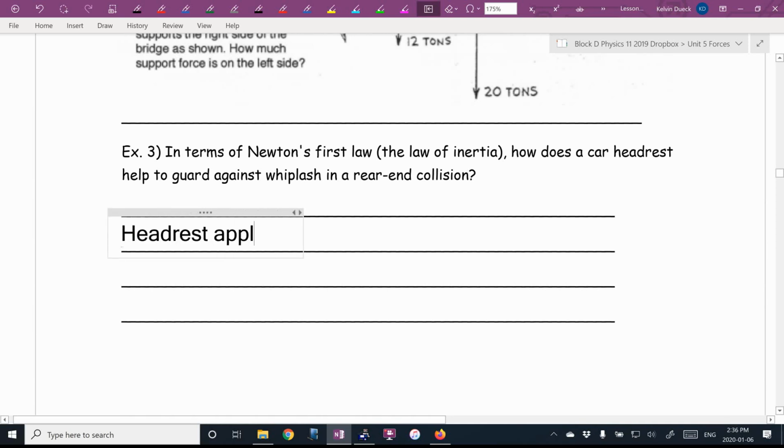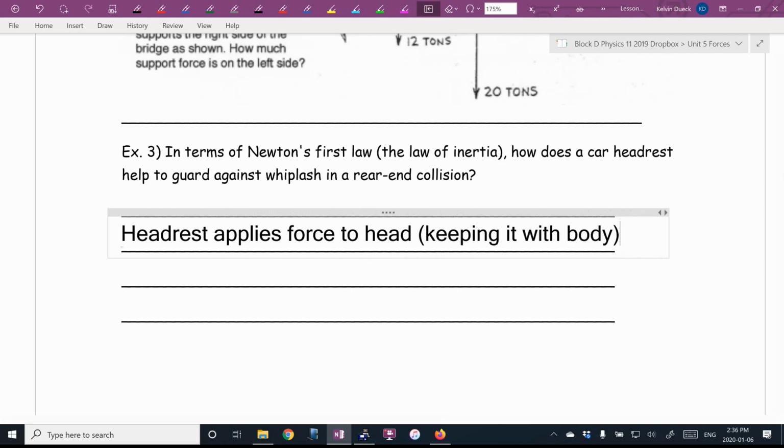Headrest applies force to head, keeping it with body. Is that what you said, Mila, basically? Maybe there's a shorter way to write that, but that's pretty good.